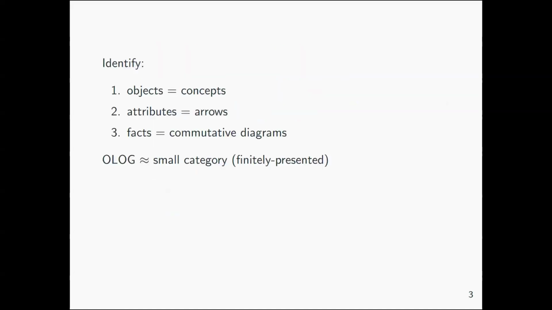If that looks like a diagram in a category, well, that's the conceit behind O-logs. Generally, we identify objects with concepts, arrows with attributes, and commutative diagrams with facts. So an O-log is like a small category in some sense. In practice, we think of an O-log as generating a small category. These are often identified with certain types of database schemas. These are small categories, right?